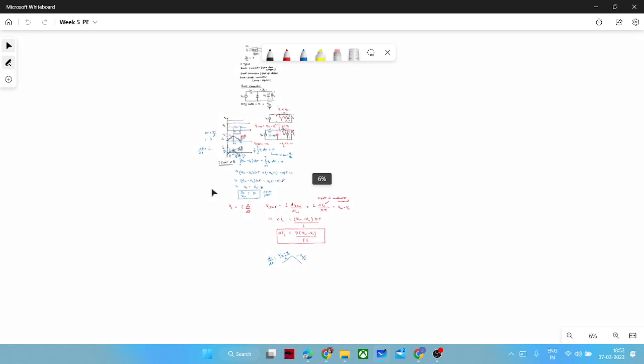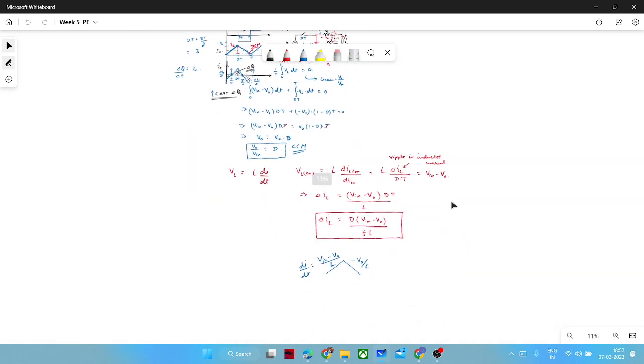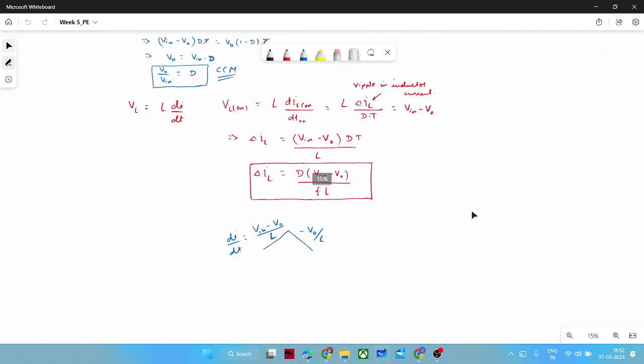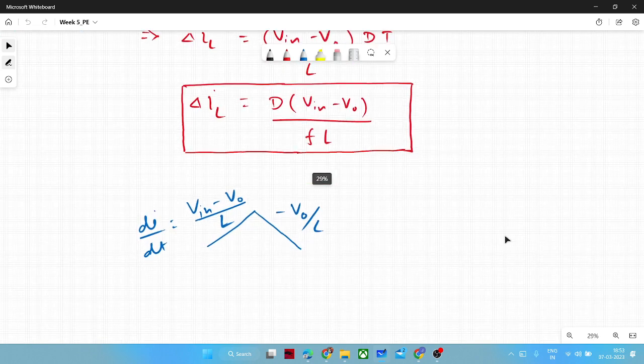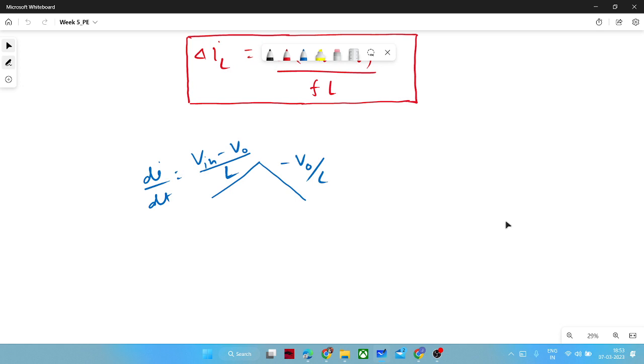But if the current is same on the positive side, I mean delta IL by 2 on top and delta IL by 2 minus on the bottom, then definitely it has to be that way, right? Yeah, yeah. So what I think is delta Q.